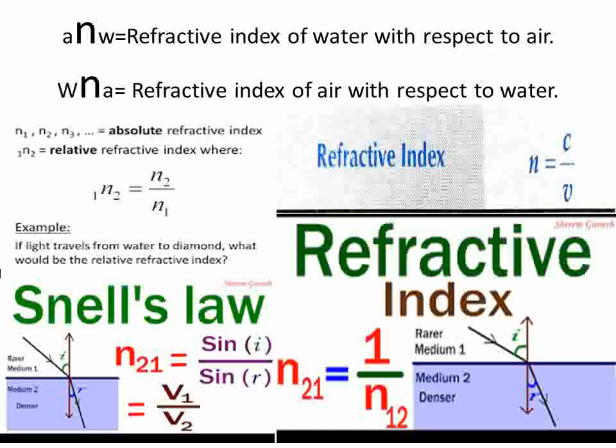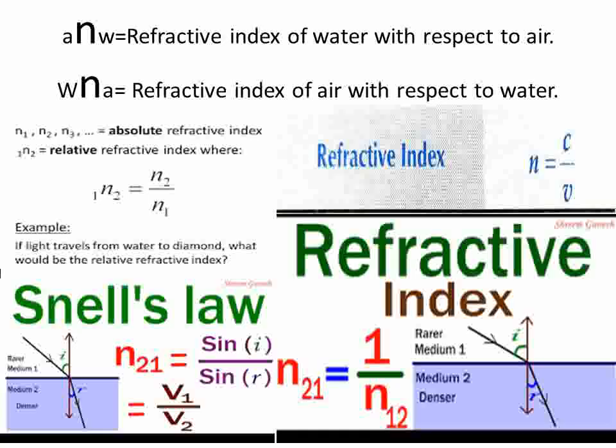N1, N2, and N3 are absolute refractive indices. The word absolute is used when it is with respect to air. When there are two media, one is glass and another is water, or any other two media, then the word used is relative refractive index. The relative refractive index n12 is equal to N2 upon N1.